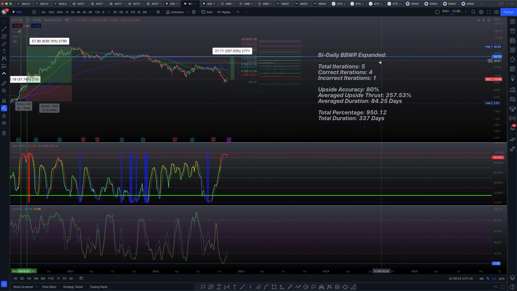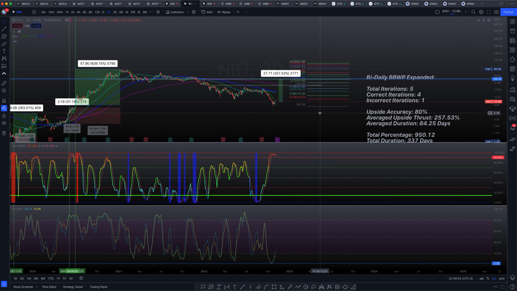So based on total 5 iterations, 4 of them have been correct in guessing the upside. That gives us an upside accuracy of 80% with an average upside thrust of 257.53% over the span of just over 84 days, 84 and a quarter days. This is proof of work, you guys.